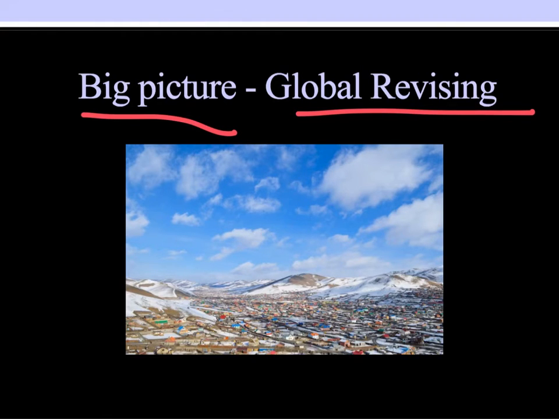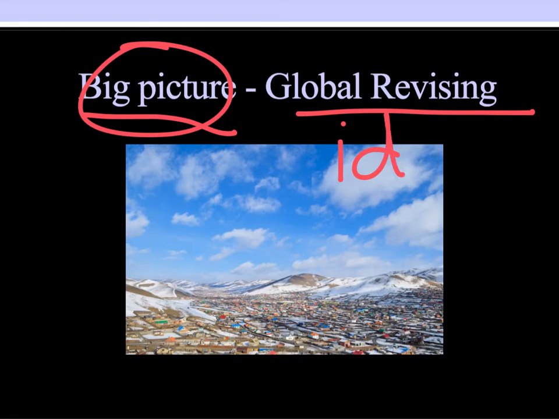Did you think about things like having enough details or the organization of your ideas? These are a couple of the steps you can take when looking at the big picture. Global revisions are changes to your ideas.